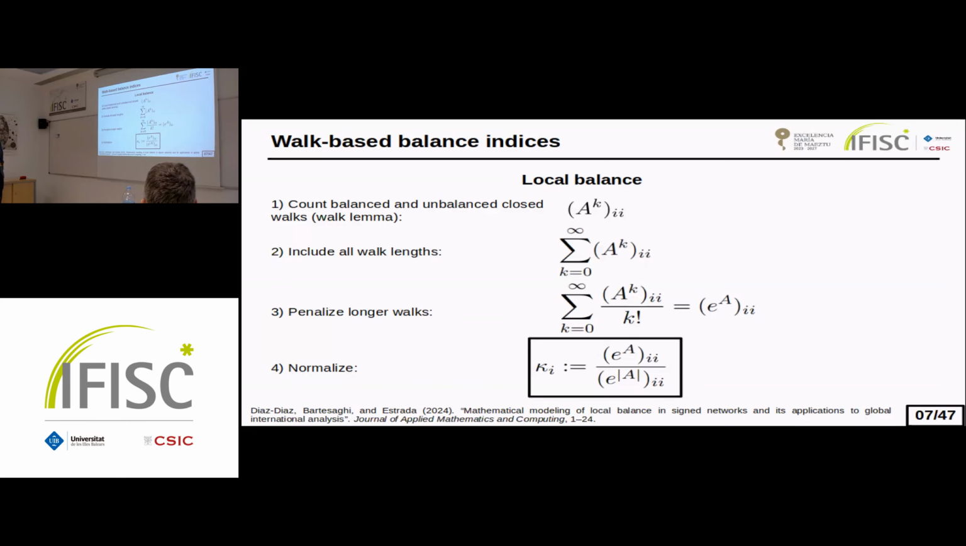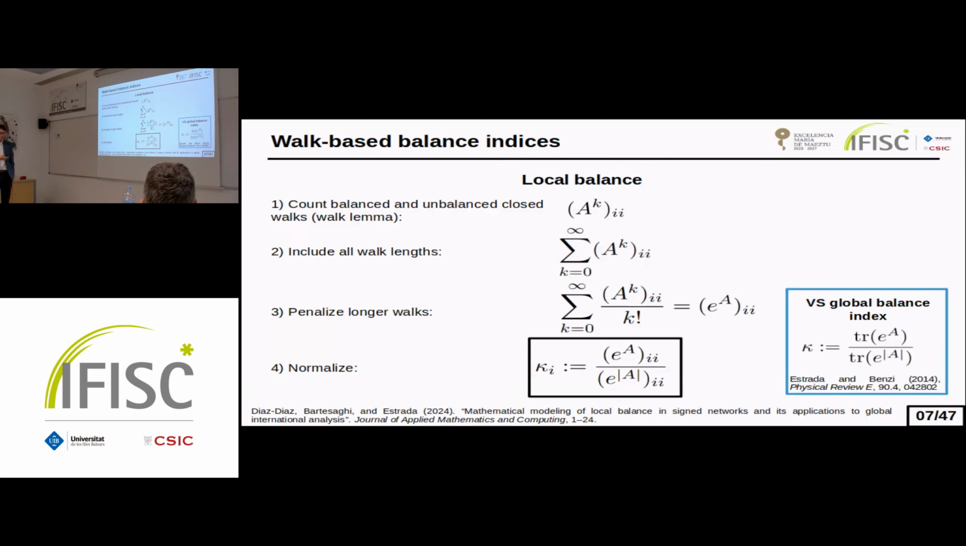We proposed this in this article. It is very similar to the global balance index that was proposed previously. The difference is that we are looking at the diagonal elements instead of aggregating them through the trace operator. So we have one balance index for every node.